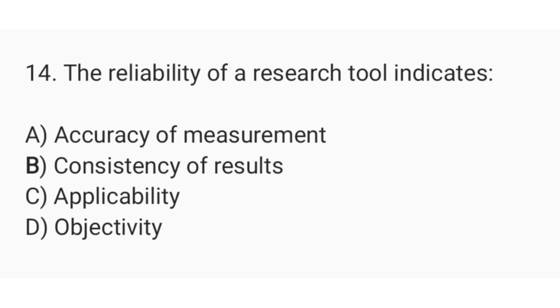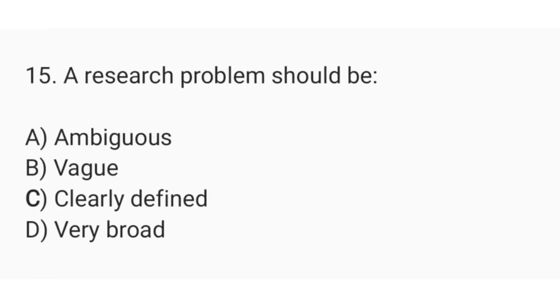The reliability of a research tool indicates. Options are accuracy of measurement, consistency of results, applicability, and objectivity. Here, option B, consistency of results is the right answer. A research problem should be ambiguous, vague, clearly defined, and very broad. Here, option C, clearly defined is the right answer to this question.